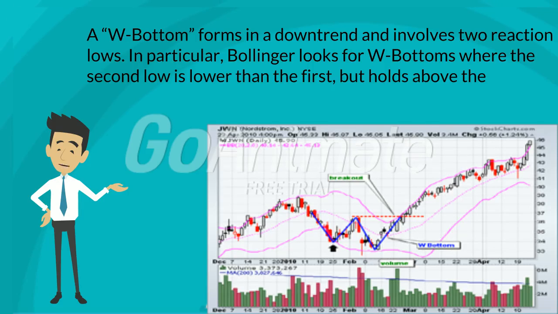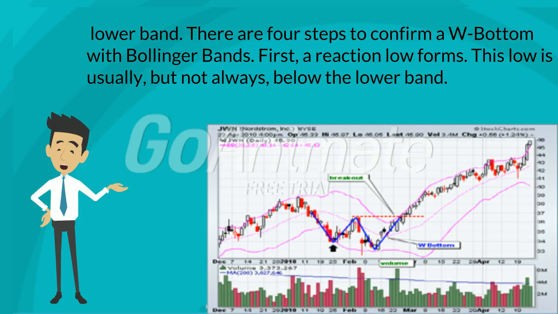A W-bottom forms in a downtrend and involves two reaction lows. In particular, Bollinger looks for W-bottoms where the second low is lower than the first, but holds above the lower band. There are 4 steps to confirm a W-bottom with Bollinger Bands.